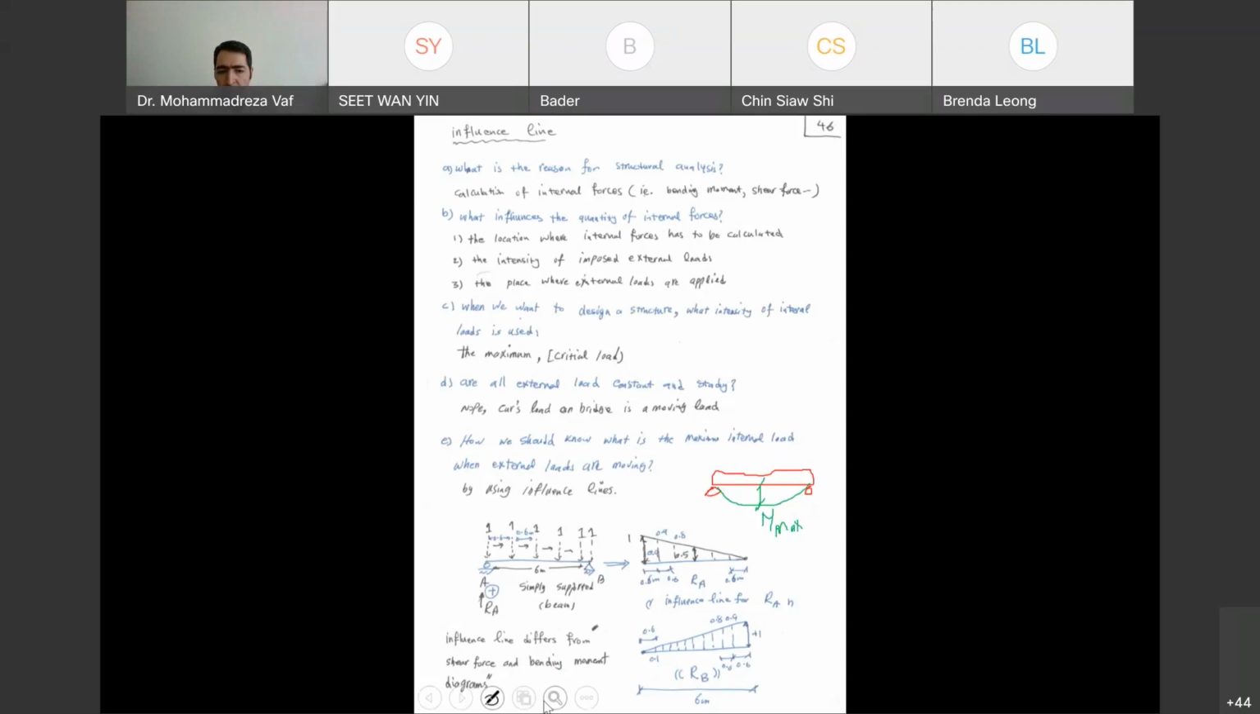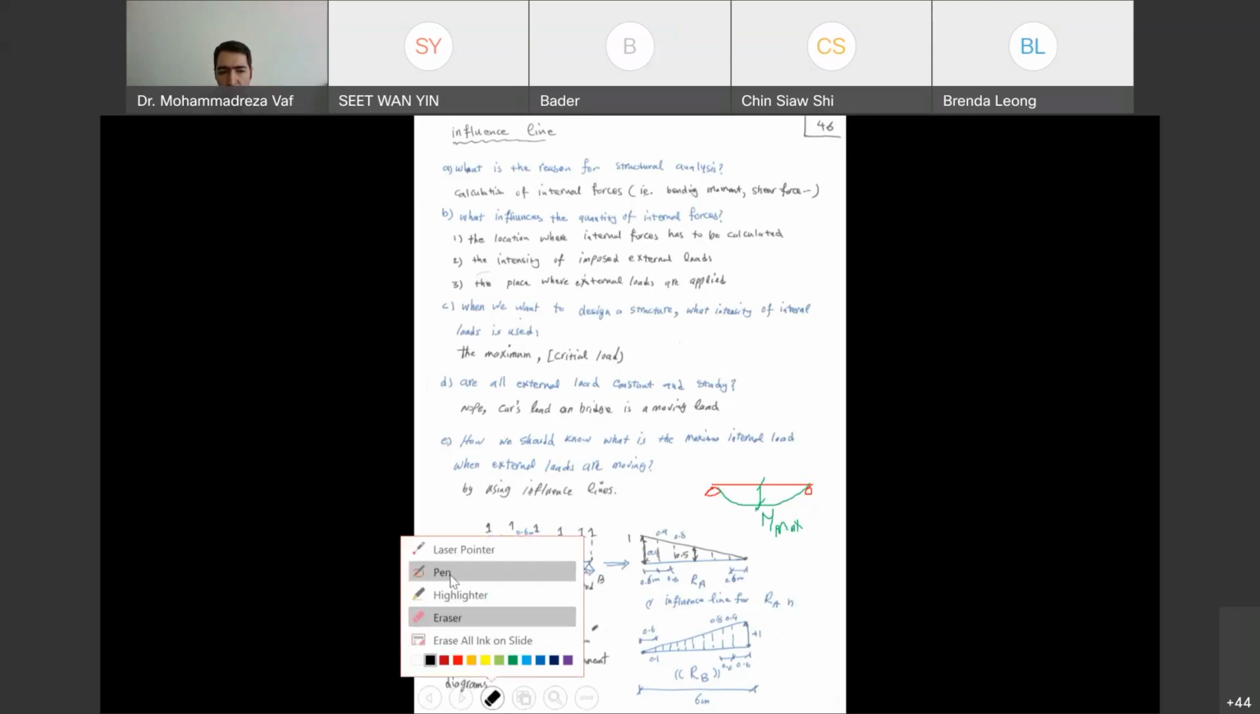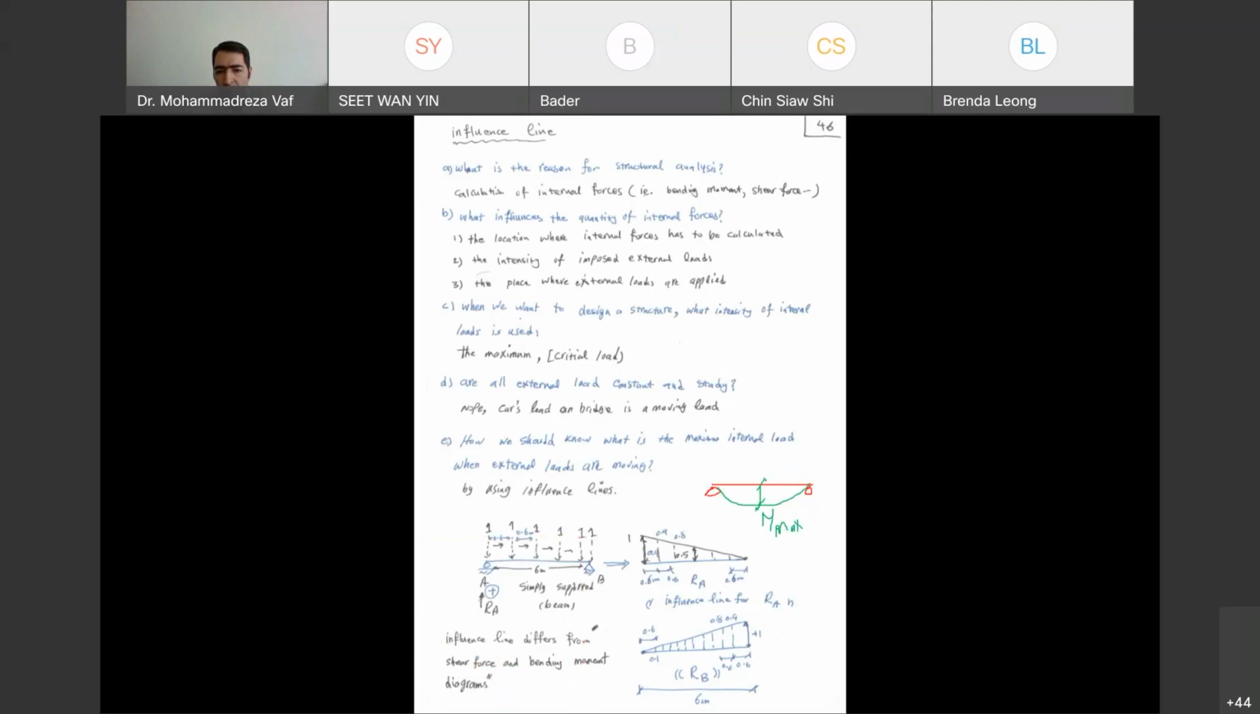But the question is, what if this load is able to move? If it can move, then the bending moment is not going to look like the previous one. For example, the load can move to this side, and half of it is remaining on this span. So you cannot say this is my bending moment diagram anymore, and it's going to change. So the bending moment diagram and shear force diagram are not helping us anymore to get the maximum reaction.